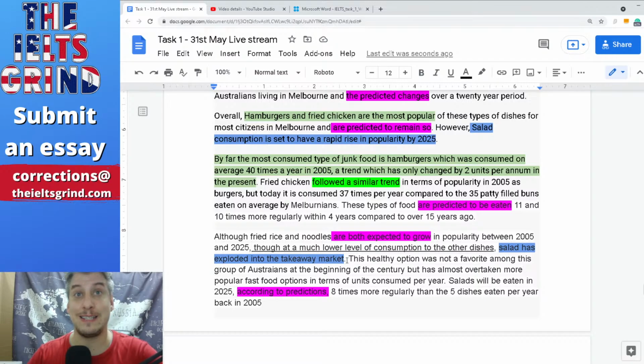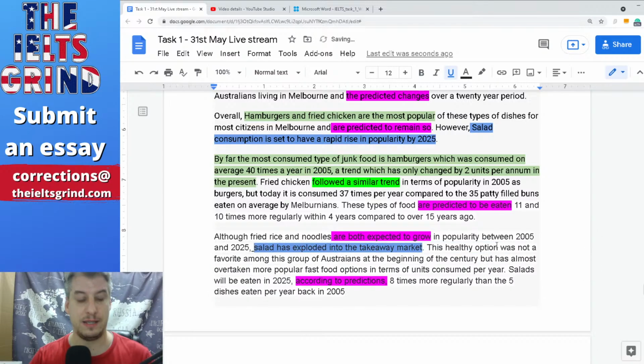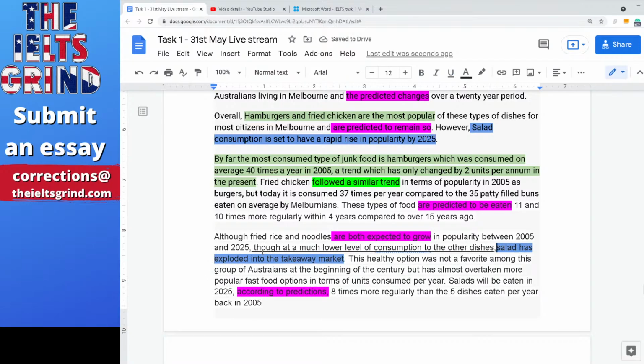Now, grammatically, something interesting that I did here was, so this part, although fried rice and noodles are both expected to grow in popularity between 2005 and 2025, that's the first part of this contrasting statement. The second part is this: salad has exploded into the takeaway market. So I can take away this part and it still makes sense. But what I've done is I've included another contrasting statement within the first one. I didn't even realize I was doing this, but again, if you study a lot, if you read a lot, you can learn how to do this.